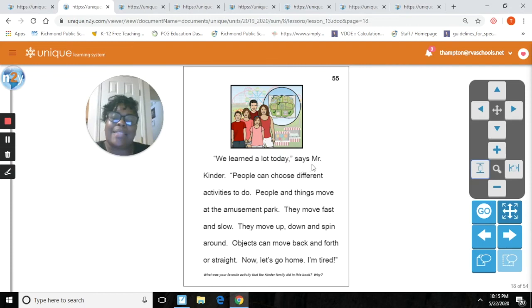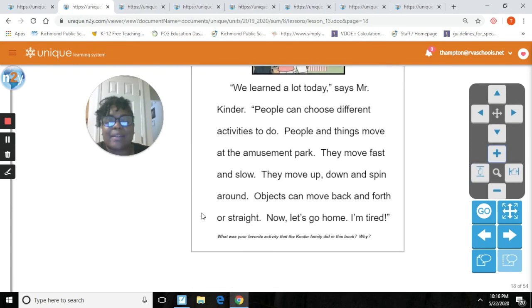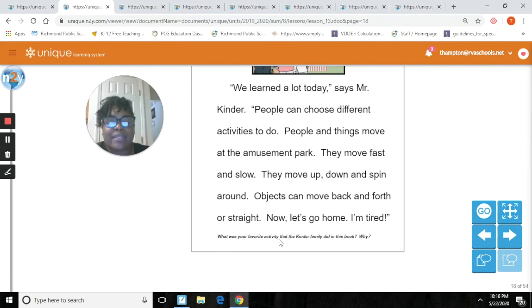Okay, we learned a lot today, says Mr. Kinder. People can choose different activities to do. People and things move at the amusement park. Yes, there's a lot of movement, right? They move fast and slow. They move up, down, and spin around. Objects can move back and forth or straight. Now, let's go home. I'm tired. All right. Okay, let's see what that focus question says at the bottom. And it says, what was your favorite activity that the Kinder family did in this book? What was your favorite activity? And then you tell why.